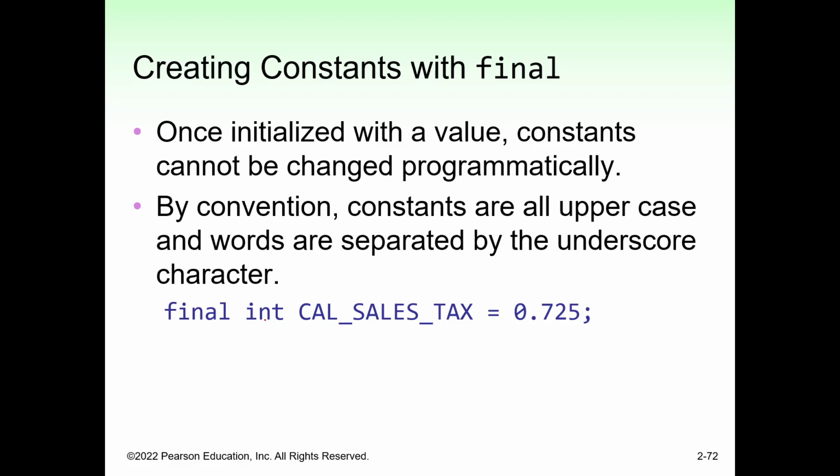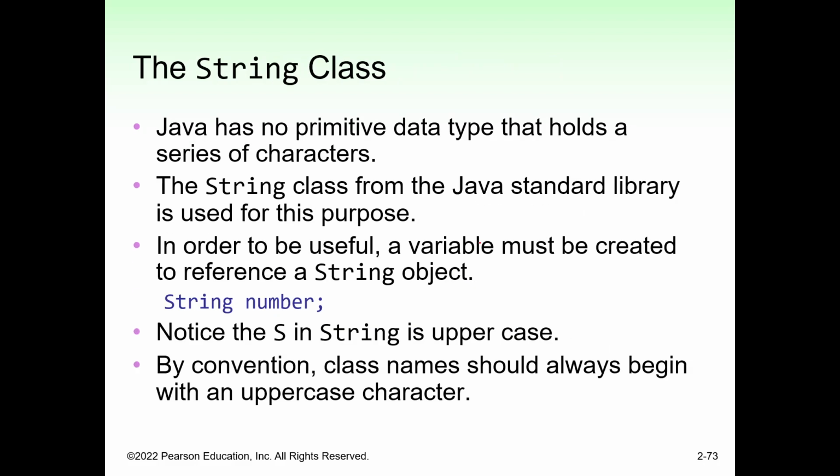Nothing really too complicated. So now let's talk a little bit about the string class. And remember, I told you about primitive data types in Java, which are int, float, and a couple of others. String is not considered a primitive data type in Java. String is considered a class. It's considered a string object.